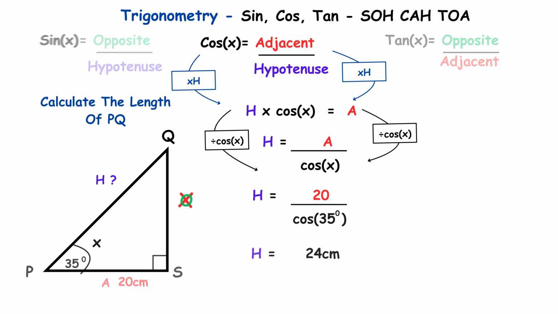Then the last thing we need to do is plug the numbers in, so the hypotenuse is 20 over cosine 35, which, if you put it into your calculator, should give you 24 centimeters. One last thing to mention is that if you ever get a calculator error in this sort of question, it could be because you didn't close the bracket after the angle. So just remember that after writing cosine 35, you have to put this closing bracket.